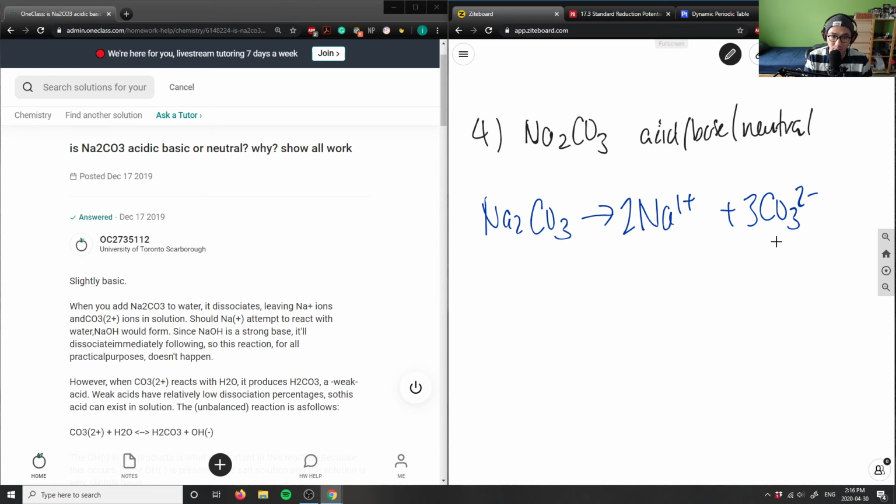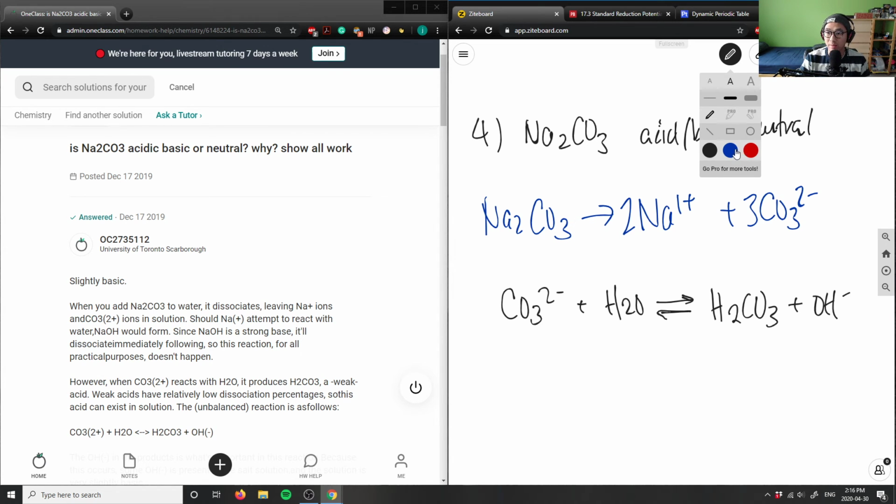CO3 is actually going to react with water as well, right? So I can say that CO3 minus, when I react it with water, is going to be in an equilibrium and form H2CO3 plus OH minus here. So this makes it a weak base, right? Actually, no, sorry, this is not carbonic acid here. I believe it's just H2CO3, but it forms this hydroxide ion, and once it forms this hydroxide ion, we know that this hydroxide ion is slightly basic, right?